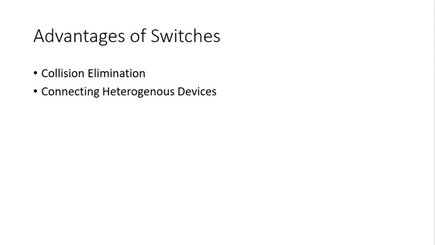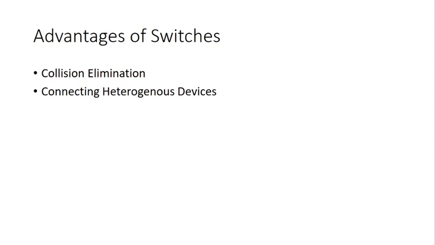Let's see some advantages of the switches over hubs. The first advantage is collision elimination. A link layer switch eliminates collision. This means that it increases the average bandwidth available to a host in the network. In a switched LAN, there is no need for carrier sensing and collision detection, so its hosts can transmit at any time. And the second advantage of switches over hubs is its capability of connecting heterogeneous devices.